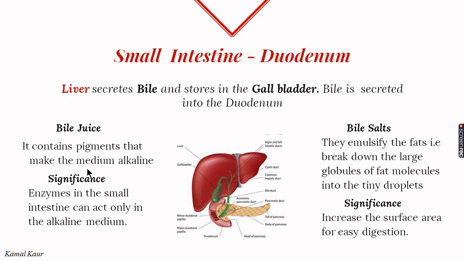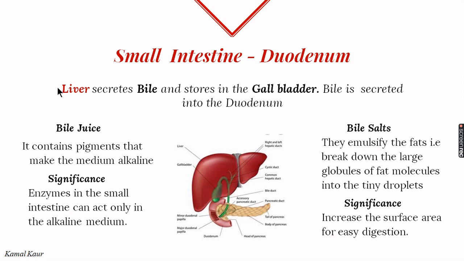That is why bile pigments are produced, which makes the medium alkaline, and the reason is that now the enzymes can work in alkaline medium. Then the second thing produced by the liver is bile salts. They emulsify the fats. Now the meaning of emulsification of fats is that bigger fat globules are broken down into tiny droplets of fat. Obviously the tiny droplets will increase the surface area and it will help in digestion. So the significance is increase the surface area for easy digestion.